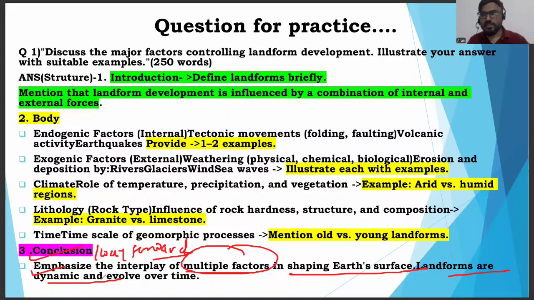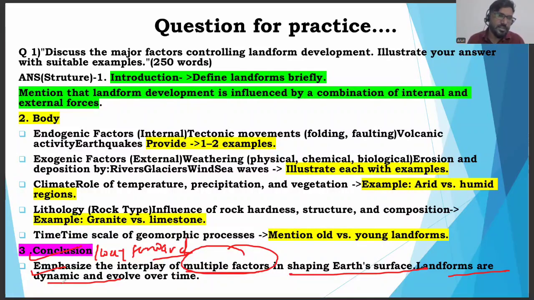And why is it evolving? It is evolving because of the interplay between the various factors or forces, forces like endogenetic forces, exogenetic forces, geological forces, or any other forces. Is that clear, guys? Right.